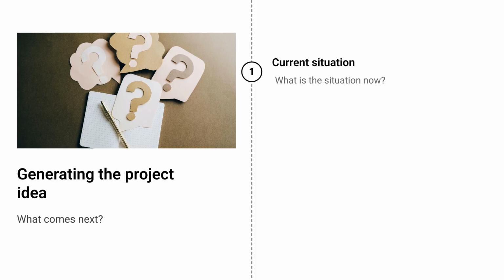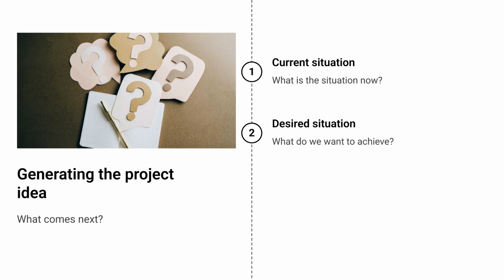Once we have analyzed the problem, we need to build a logical link to the project idea. First, we define the current situation, how things are now. Then, we formulate the desired situation and answer the question, what do we want to achieve? Finally, we decide how we should achieve it and with what resources. The project idea is a logical response to the identified problem. It brings together the objective, the ways to achieve it, and the benefits for the target group.